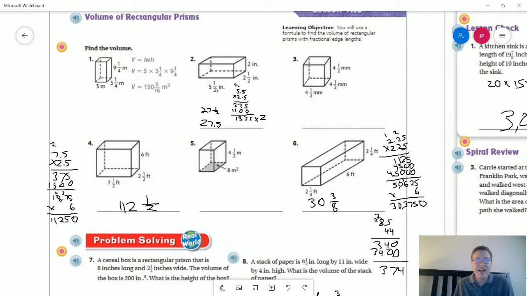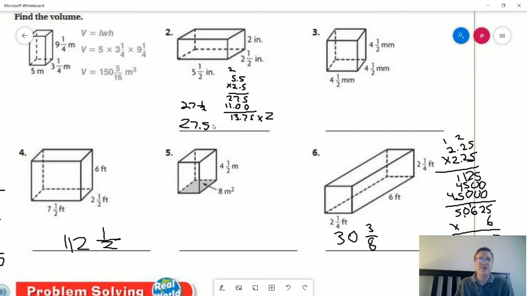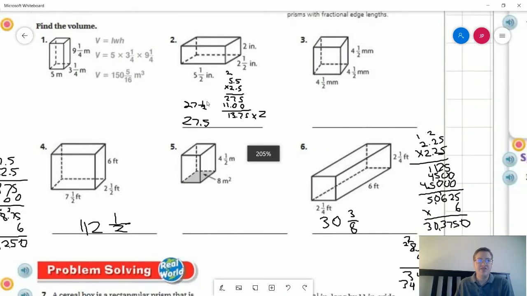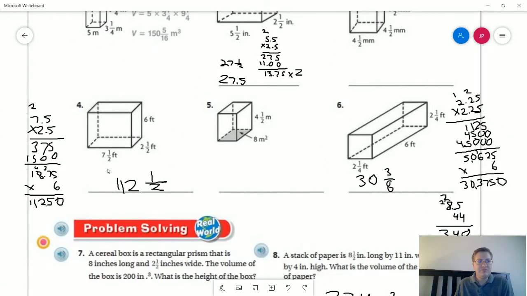So 5.5 times 2.5 gives me this particular part, 13.75. Multiply that by 2, that's going to give me 27.5, which I can change to 27 and a half. Number 4. Here's my work for this one. If you want to, pause the video, and I'll talk through this really quick. So 7.5 times 2.5 gives us 18.75 times 6 gives us 112.5, which is 112 and a half.